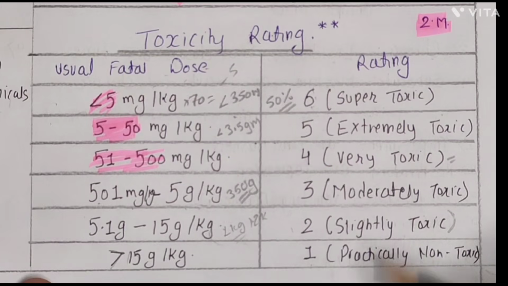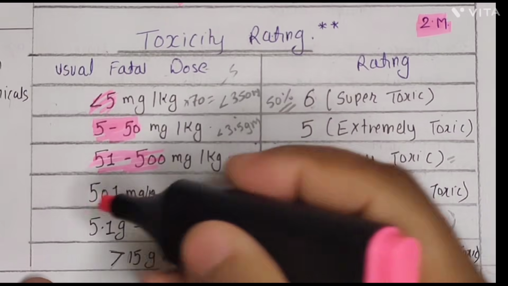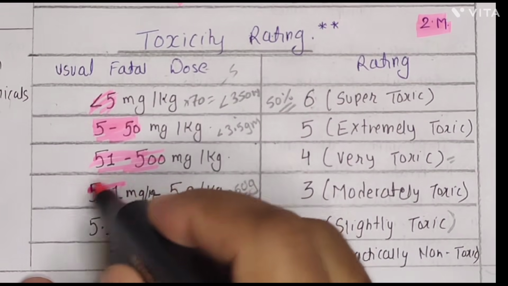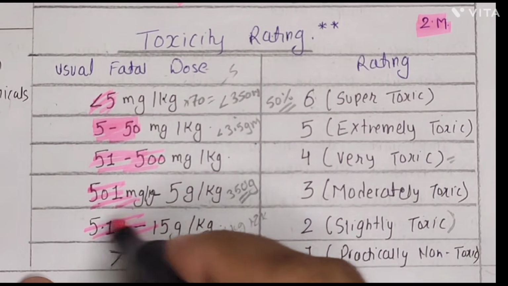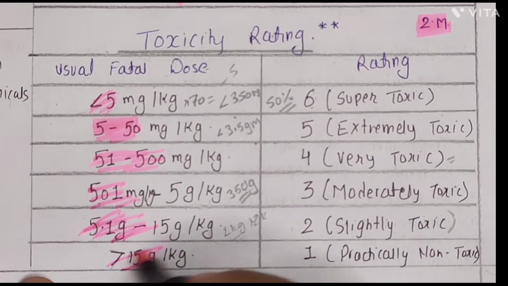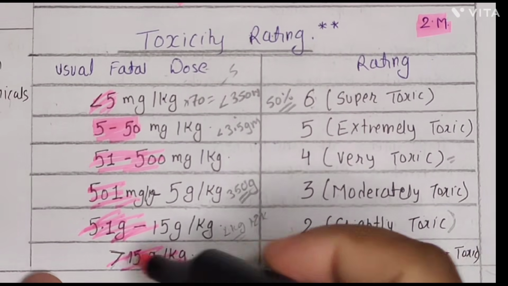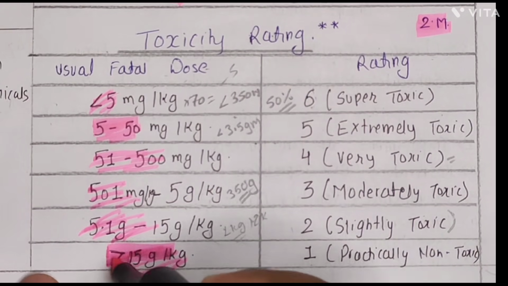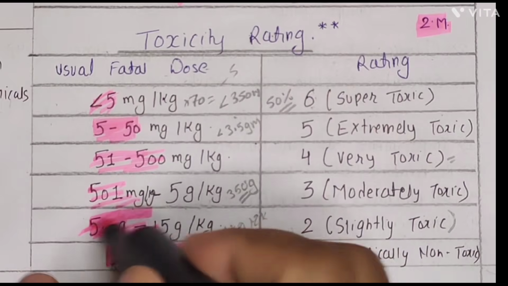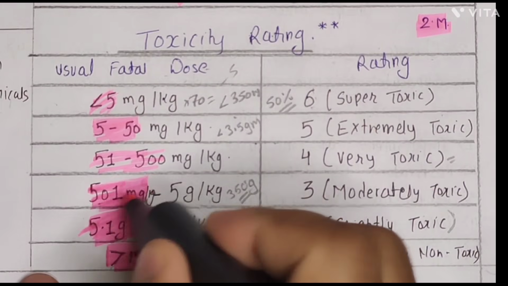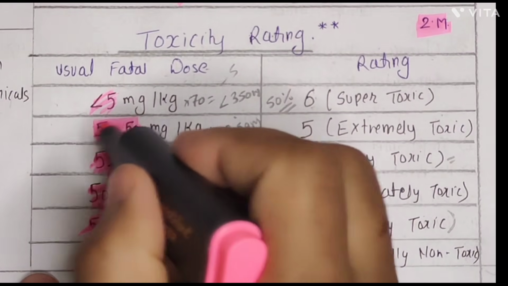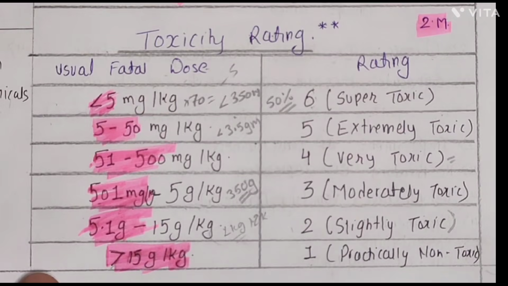So this is the concept of toxicity rating, which is again very, very important from an exam point of view. All of you should remember this particular toxicity rating chart. This can come in a 2 marks question, and very frequently it is coming in 2 marks questions. We need to be very careful with it, right?